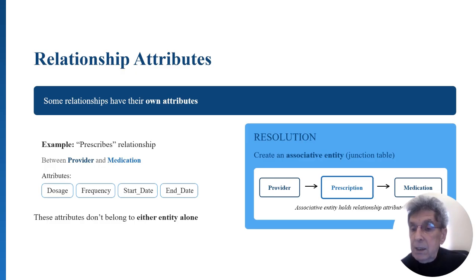Frequency, twice daily. Start date, end date. When does this prescription begin and end? These are attributes belonging to the relationship, not to either entity alone. In the actual database, relationship attributes usually end up in a junction table or an associative entity. The prescription table holds these attributes along with foreign keys to patient, provider, and medication. So when you see a relationship that needs its own attributes, that's often a sign that you need a junction table to implement it properly.